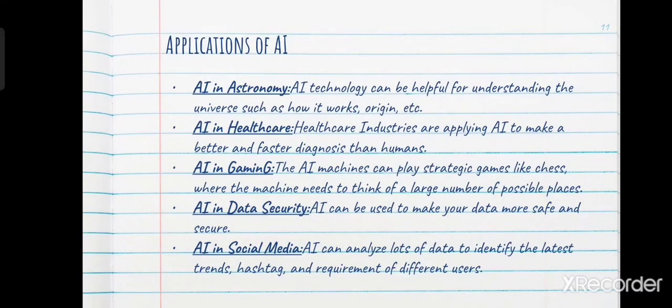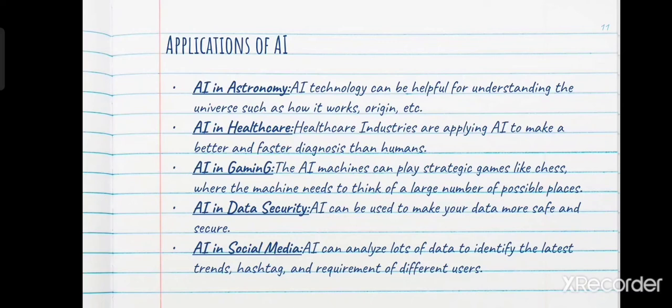In data security, AI can be used to make your data more safe and secure. For example, there are many security features provided by AI, such as fingerprint scanners, face locks, voice recognition, etc. Because these are unique for each individual, they vary from person to person. So your information is safe and secured with AI.